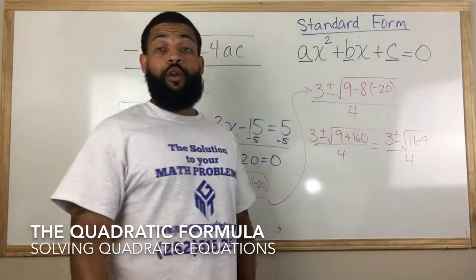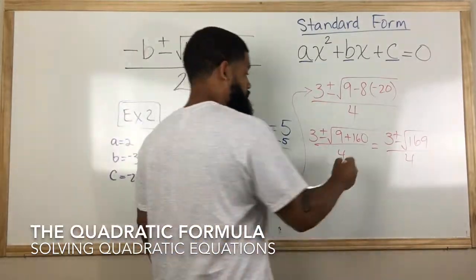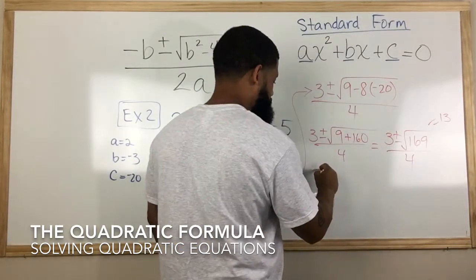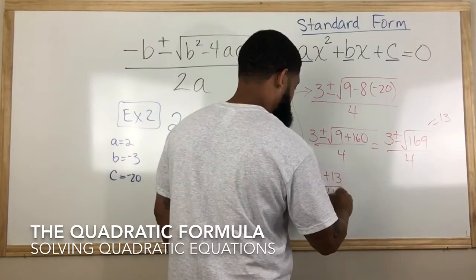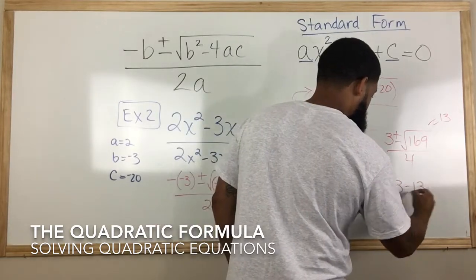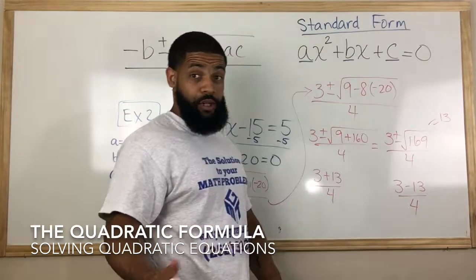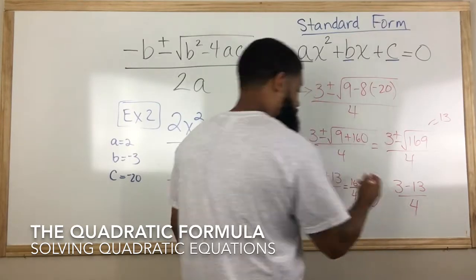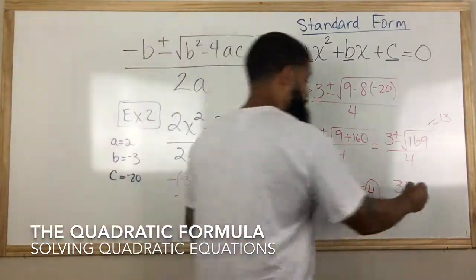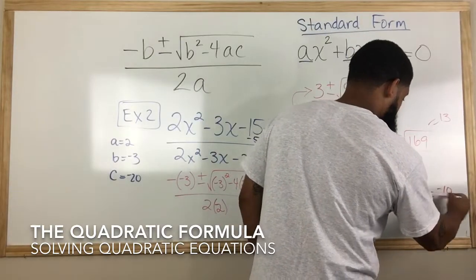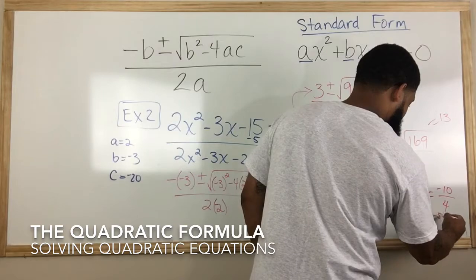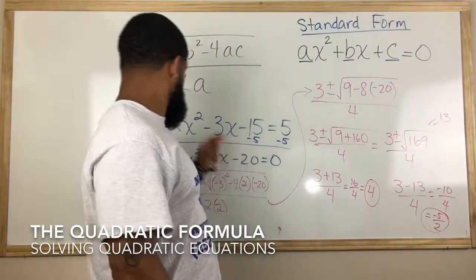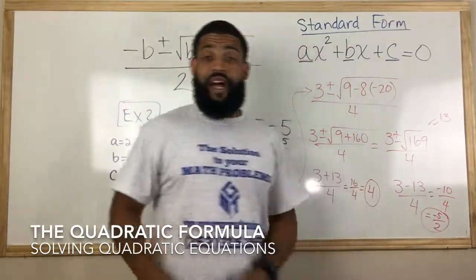All right. Now, the square root of 169 is 13. So if the square root of 169 equals 13, then I have 3 plus 13 over 4, and I also have 3 minus 13 over 4. All right. So those are my two separate answers. So 3 plus 13 equals 16 over 4, which is simply just 4. So that's our first solution. All right. And then 3 minus 13 equals negative 10 over 4, which simplifies to negative 5 over 2. So our values of x in this case are 4 and negative 5 halves.